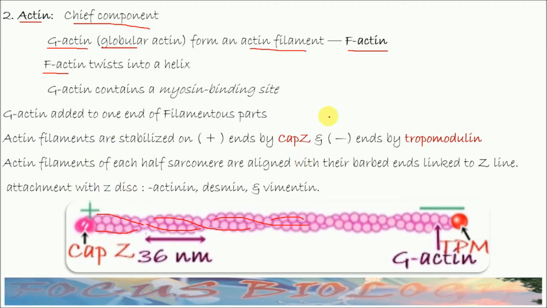G-actin is a globular protein. G-actin is a globular protein like this. It has two sites. One is called myosin binding site. Here I am indicating MBS for myosin binding site, and another site is the ATP hydrolyzing site.